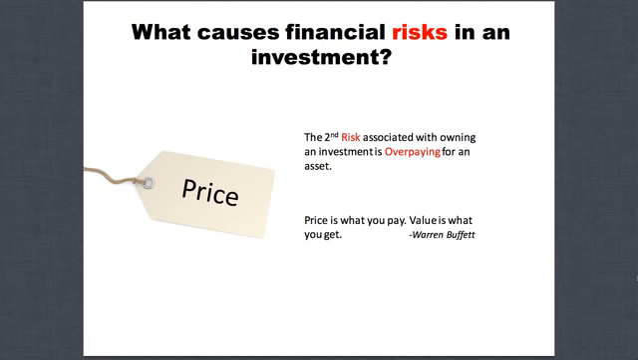So let's talk about our second risk. The second risk that you have as an investor is overpaying for an investment. Warren Buffett's opinion on this is that price is what you pay, but value is what you get.